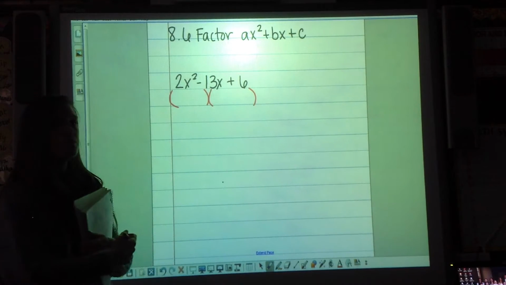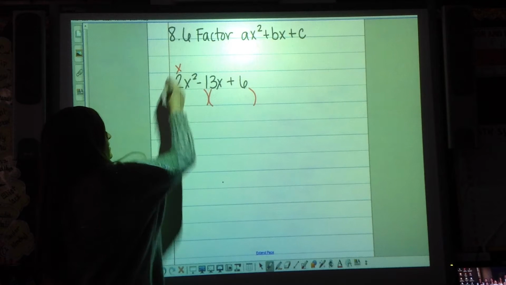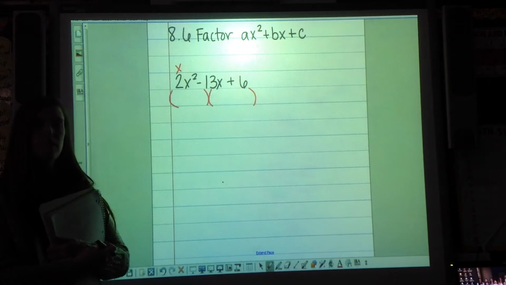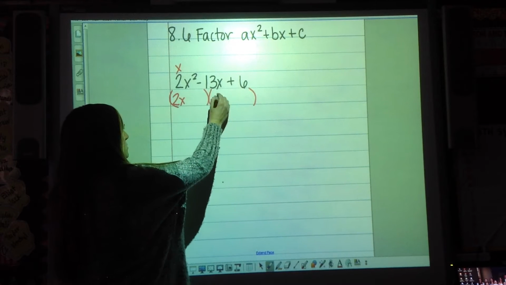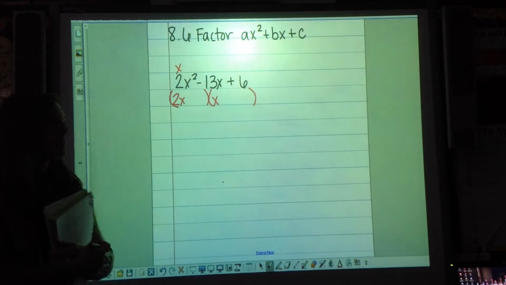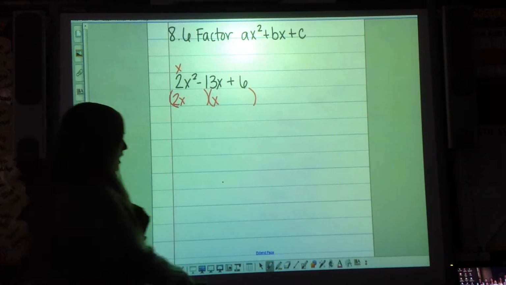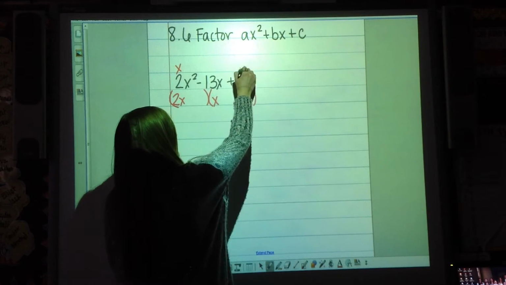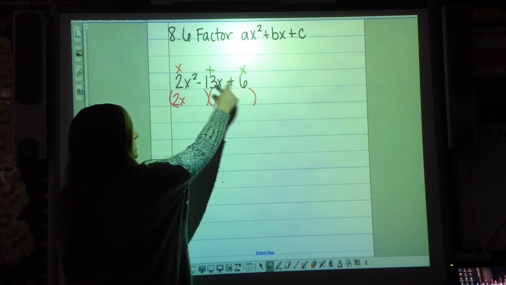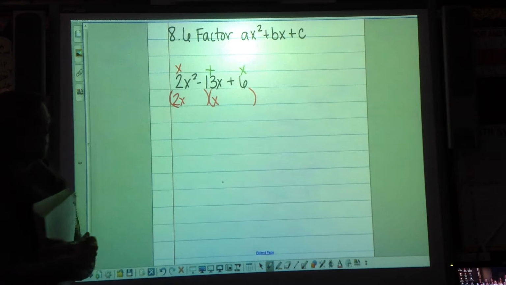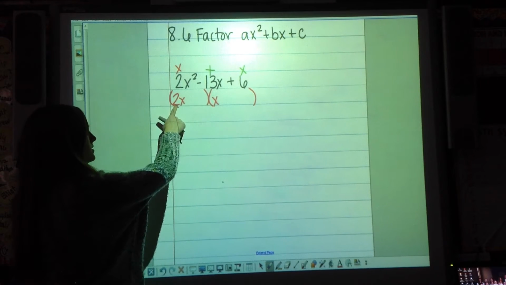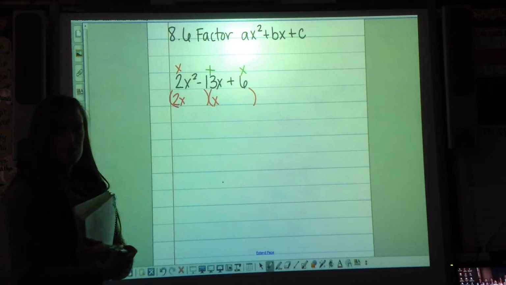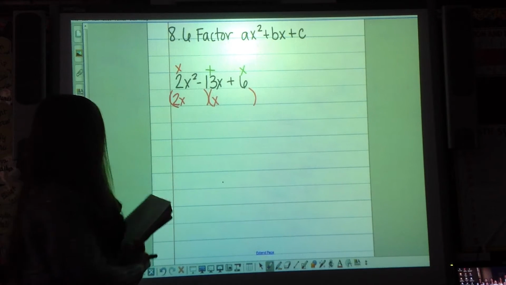You're going to want to multiply to get this first coefficient. So think of the factors of 2 to make 2. It's 2 times 1x. 2x times x makes 2x squared. And then you're going to want to multiply to get 6, but the middle has to add to -13. What makes this hard is now you have to work with this coefficient right here. So this is a guess and check game.